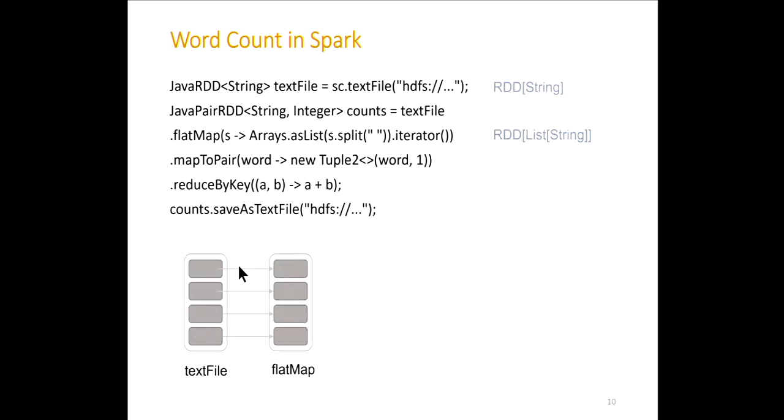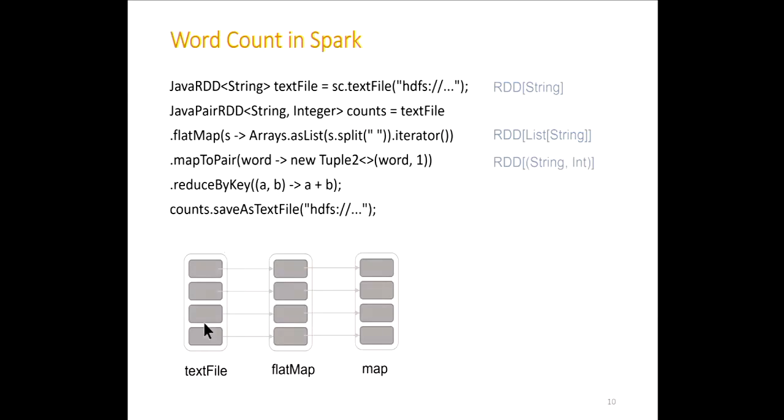So for the second transformation, I'm creating a flat map. I'm applying the flat map transformation on my text file. Here I'm getting a list of strings: all the words, dog, dog, dog, air, door, cat, whatever. They are all in an array of strings, and each one is still standalone.